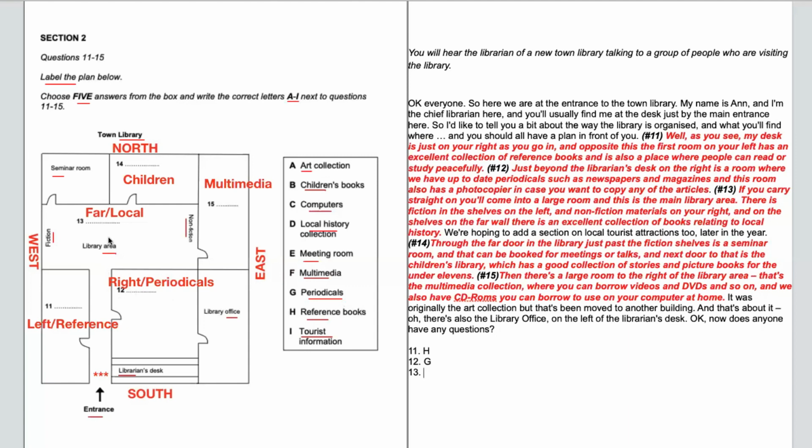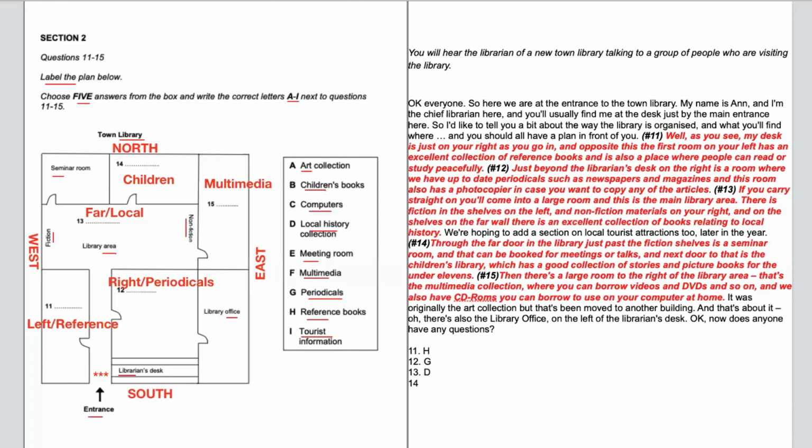Now for 13, we have if you carry straight on, so we're here, we continue straight on, and we see the main library area, the fiction in the shelves on the left, and the nonfiction to your right. Now, you could have also put left instead of west, or left with west and right with east. That would have been fine. But in any case, you could see fiction here and nonfiction here. And on the shelves on the far wall, so I've listed far just as my keyword, there's an excellent collection of books relating to local history. Local history was one of our keywords, so we can go ahead and put D.